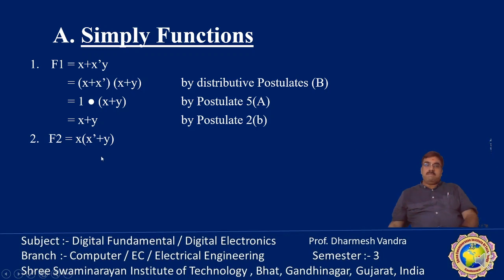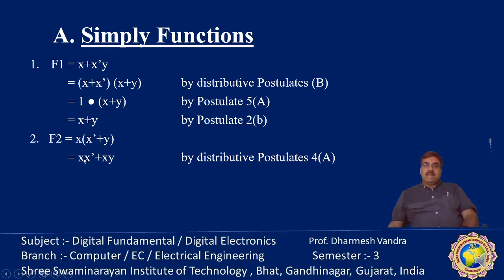Let's see another example. The function f2 is given as x in bracket x dash or y. Again, three gates are required. So what will we do? We use the distributive postulate here: x ANDed with x dash, x ANDed with y.